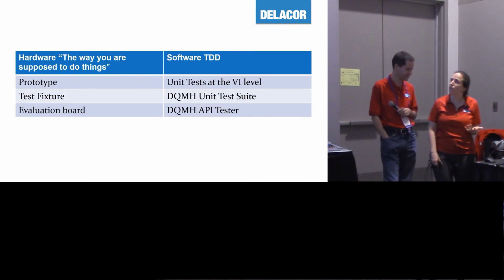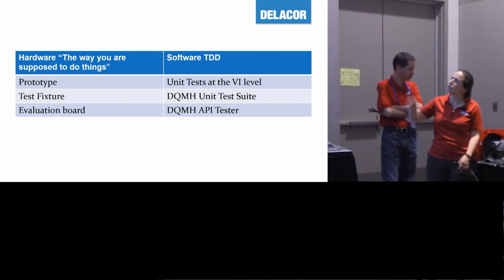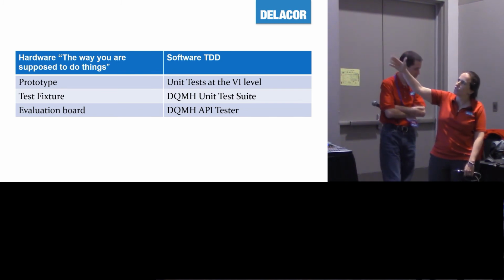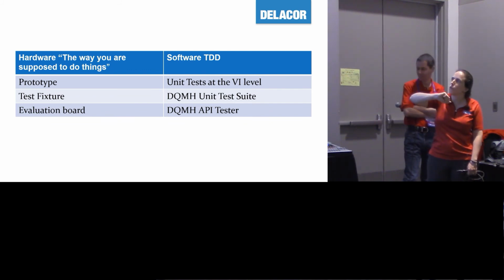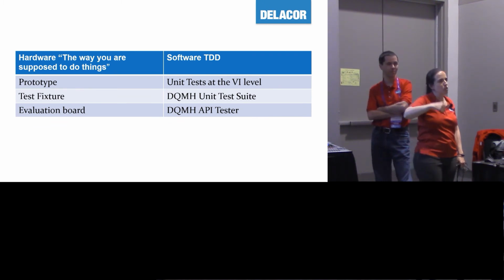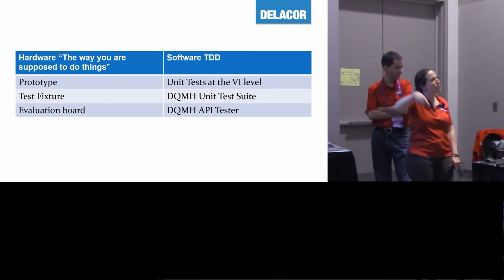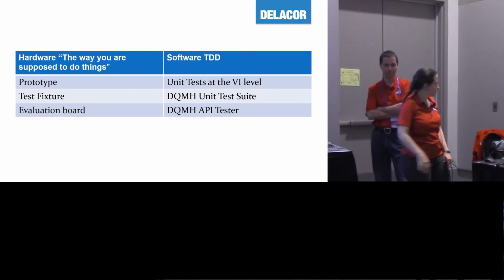In the case of unit tests and all those things, a prototype would be unit tests at the VI level. A test fixture might be, on software, test-driven development, doing the DQMH unit test suite, for example. The equivalent to an evaluation board would be the API tester. If you're having problems with a chip or on a part of your board, you go to the evaluation board to isolate it. If you're having problems on your software, you go to the DQMH API tester to isolate it.